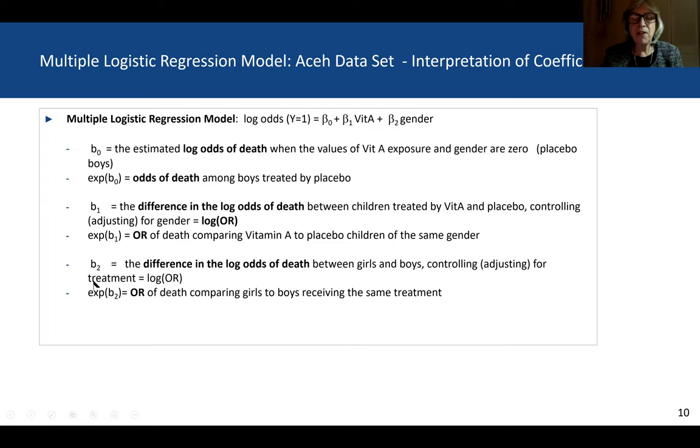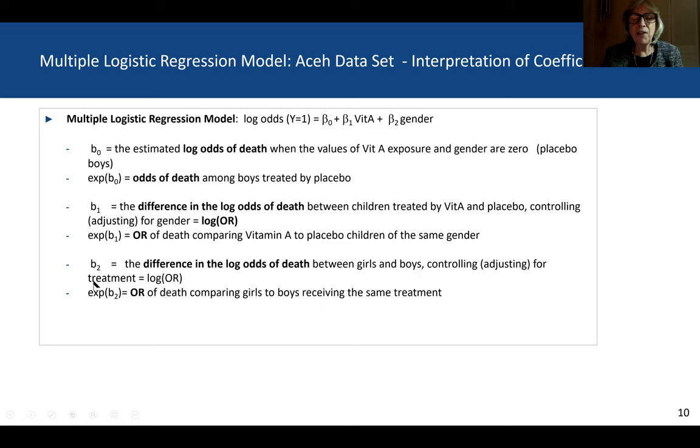So let's first look at the simple logistic regression models for each of the independent covariates. First, we'll look at vitamin A status. We'll fit the model that the log odds of death equals beta naught plus beta 1 times vitamin A. We see the coefficients that are estimated here, B1 and B0. And we would answer the question of what is B1 by saying it's the estimated log odds ratio of death comparing vitamin A to placebo. And we see that value is negative 0.51.